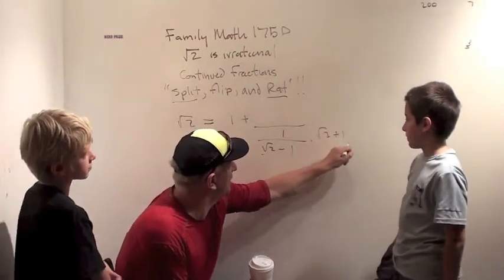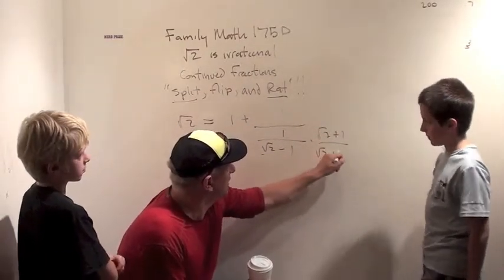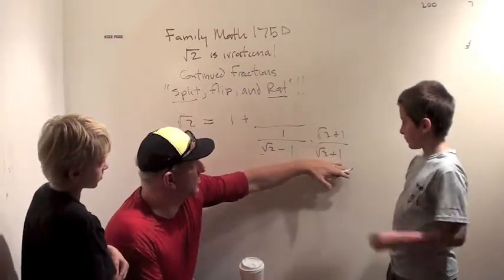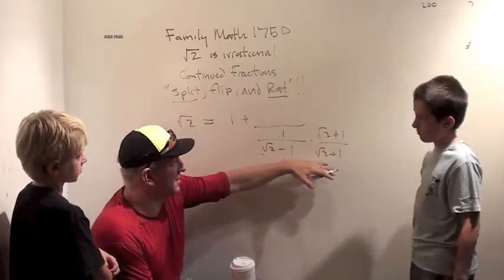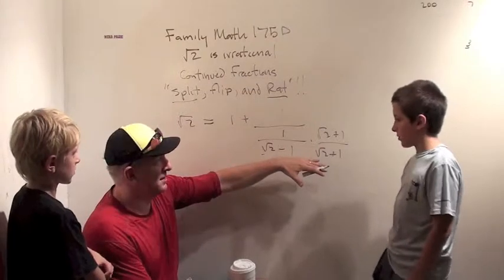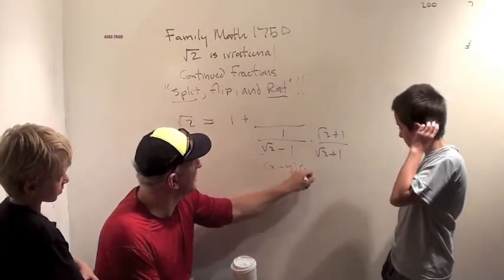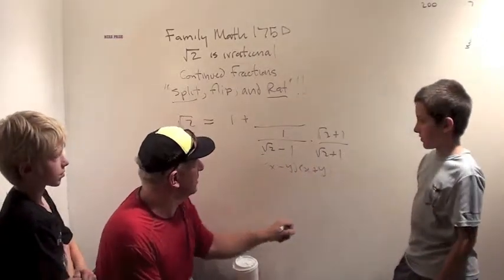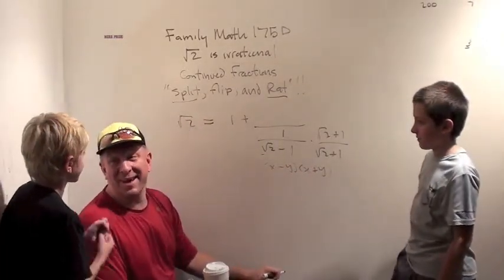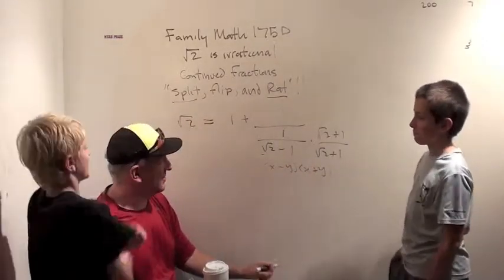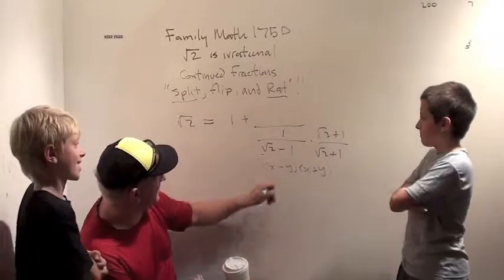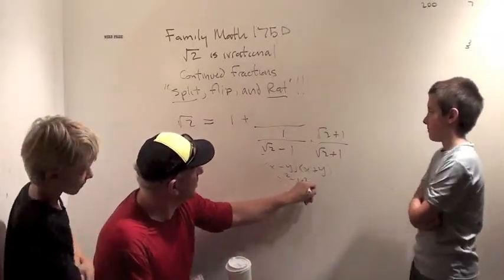Square root of 2 plus 1. Okay, so now I get the square root of 2 minus 1 times the square root of 2 plus 1, which is a special kind of multiplication called what? It's a quadratic. Well, it will be a quadratic, but I have x minus y times x plus y. It's a difference of squares, our old friend, the difference of squares. So x squared minus y squared. Okay?